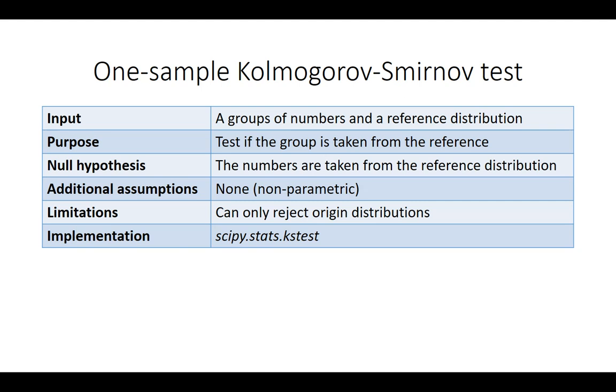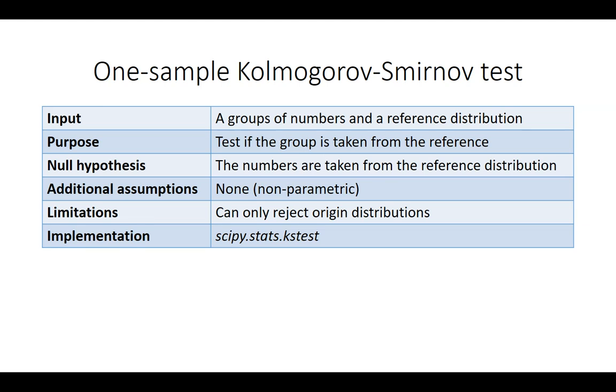Now you have two kinds of Kolmogorov-Smirnov. What you see here is what is called a one-sample Kolmogorov-Smirnov test, which takes as input a group of numbers and a reference distribution. What it does is test whether the group is taken from the reference. So it can be used to check whether you have data which seems to be normally distributed or uniformly distributed or any other distribution that you think your data should follow.